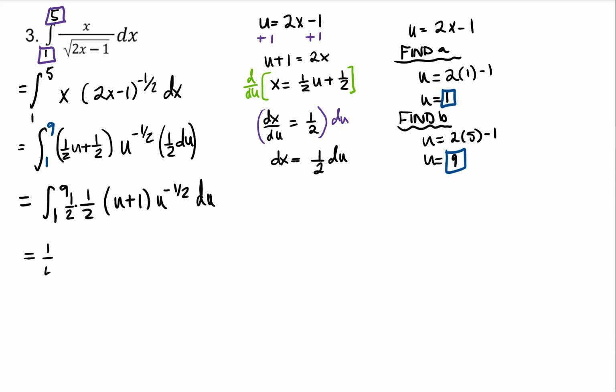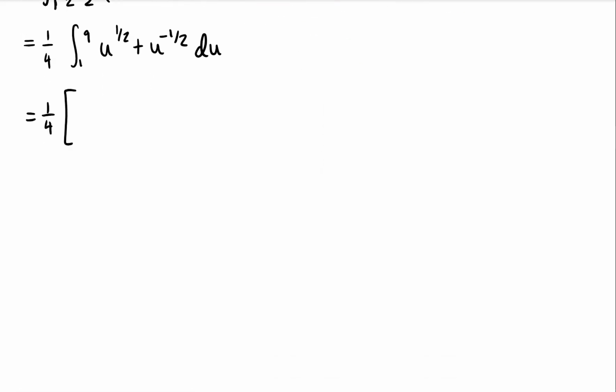This 1/4 I can take out of the integrand, and I can distribute so that all I have to do is use power rule for integration. The integral is u to the 3/2 over 3/2 plus u to the 1/2 over 1/2 evaluated from 1 to 9. Simplify inside.